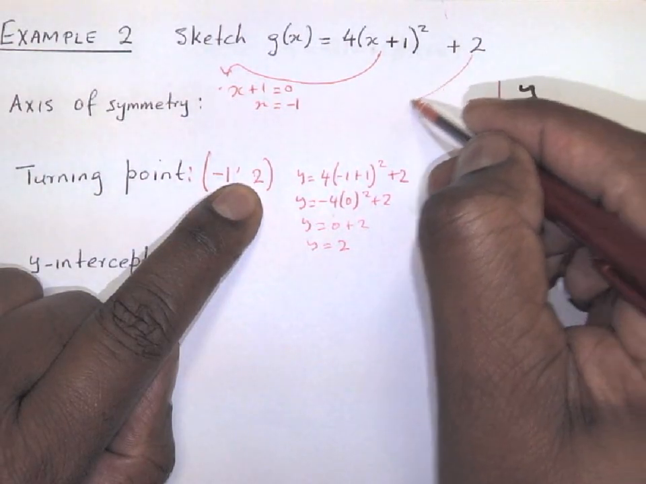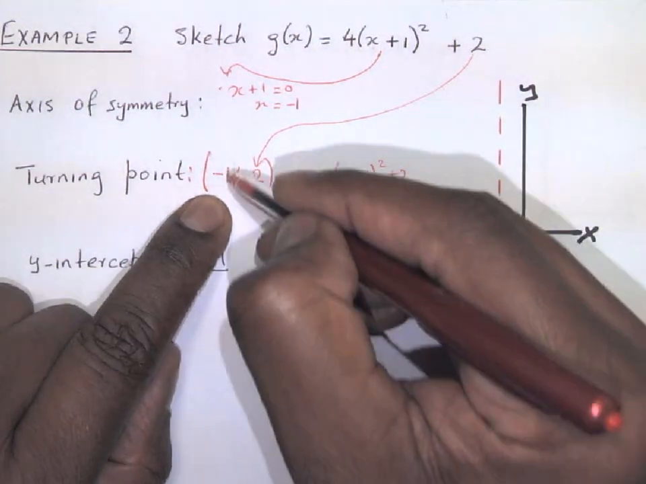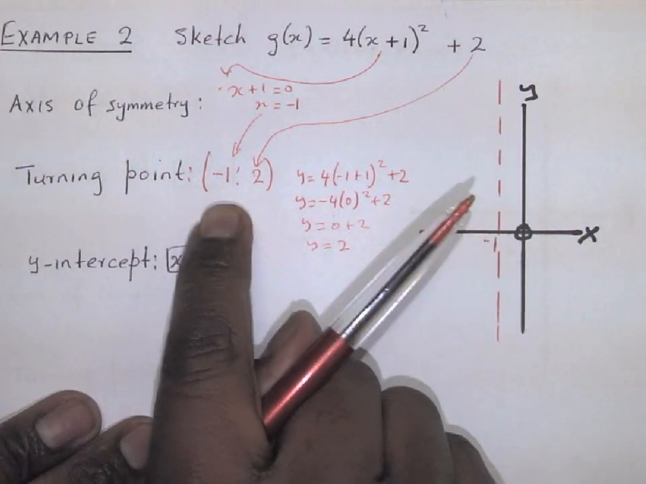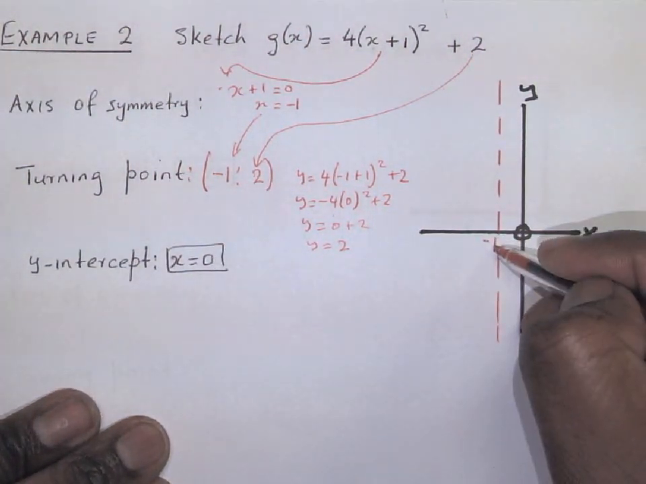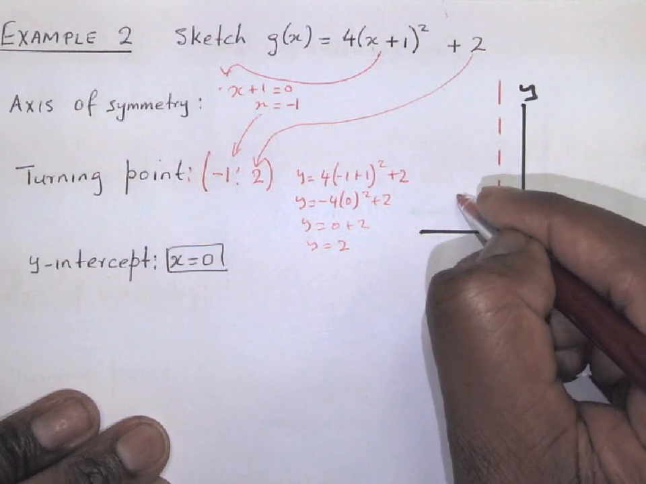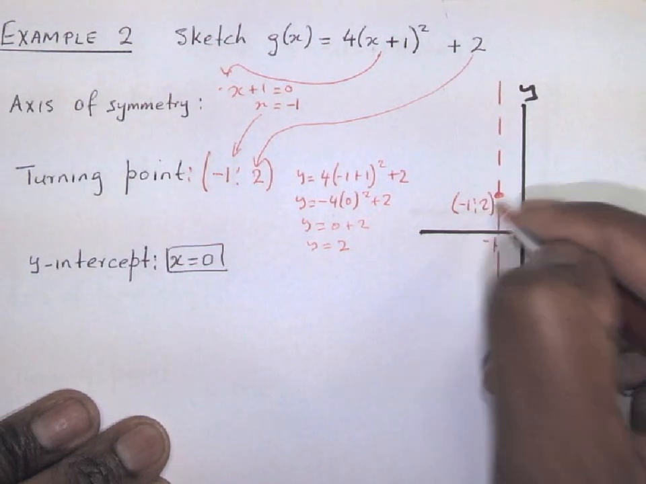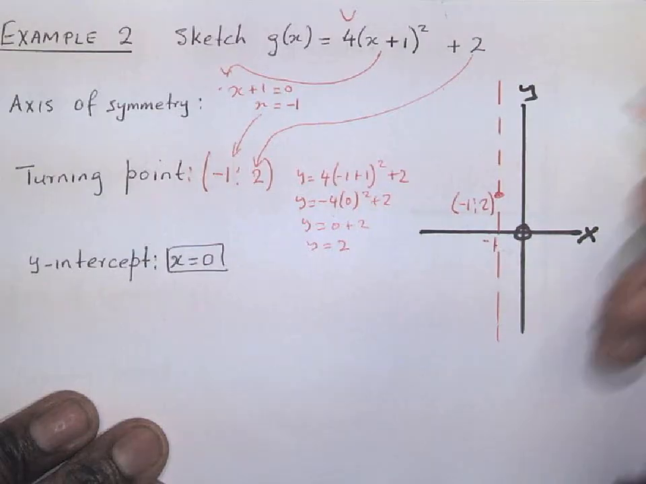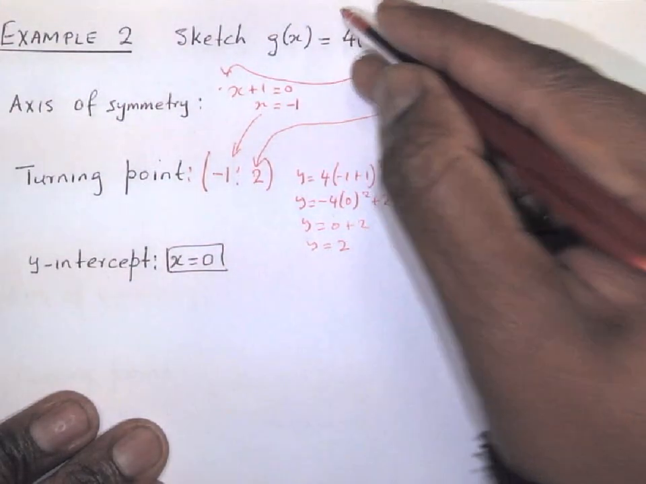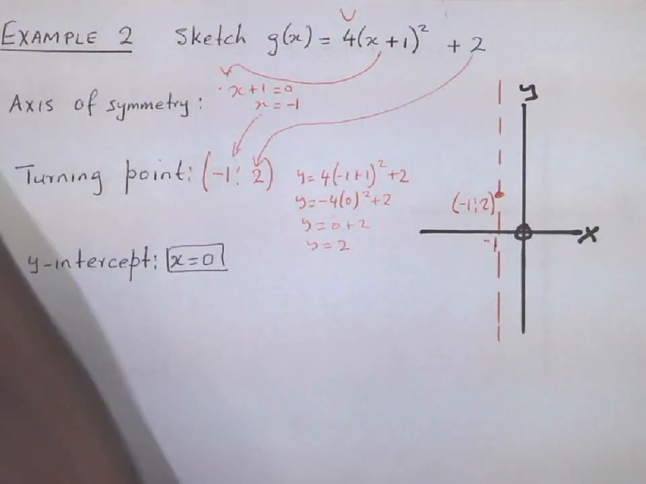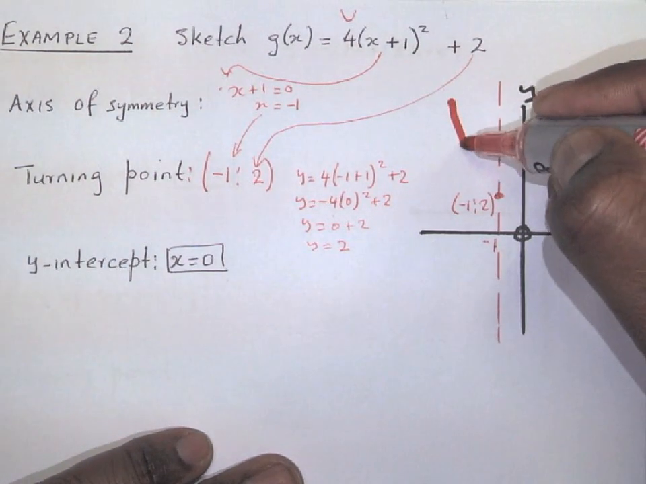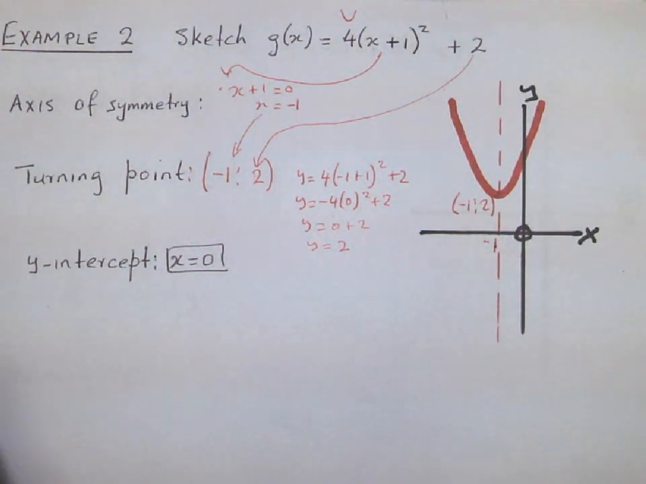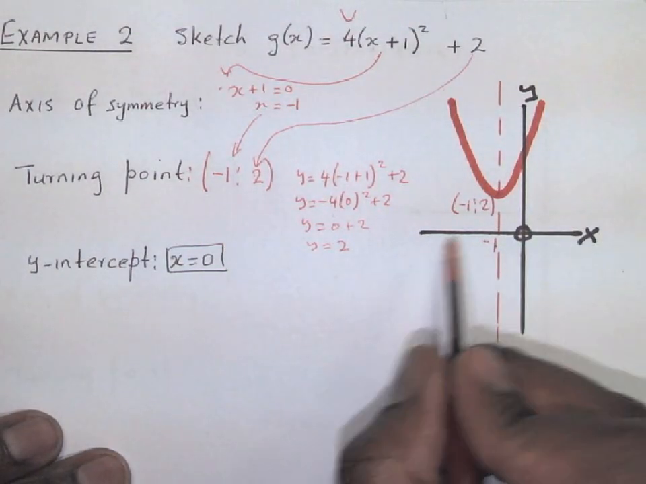Now check. This 2 is exactly the same as the 2 in the equation, and this is the one that we got there. Just remember that to make things easier for you. So the turning point is minus 1, 2. Let's say 2 is over there. So the point is minus 1, 2. Note, we said that the graph is positive here, meaning the shape is like this. Now, if the turning point is there and the shape is like that, the graph is going to do this, turning there and then going up. Now, you see that we don't need to find the x-intercept.